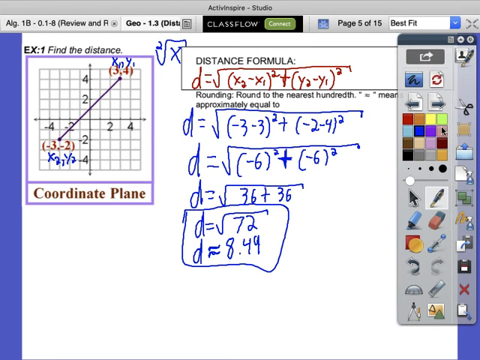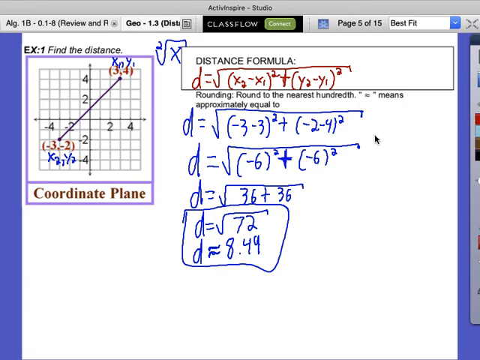Now I said a moment ago, it didn't matter what order you went in for x1 and x2 and y1 and y2. Let me show you why. Okay? So if over here, I started off again, and instead of negative 3 minus 3, I switch it around. I do 3 minus negative 3. Plus, and instead of negative 2 minus 4, I do 4 minus negative 2.